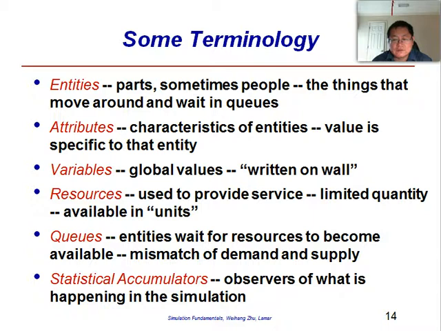A system has variables that are applicable to the whole system. Our system has many resources to provide service. For example, the server in the ice cream store is a resource. It is quite common to have queues in a system. Finally, statistical accumulators are observed results of a system. We analyze the system performance with these statistical accumulators.